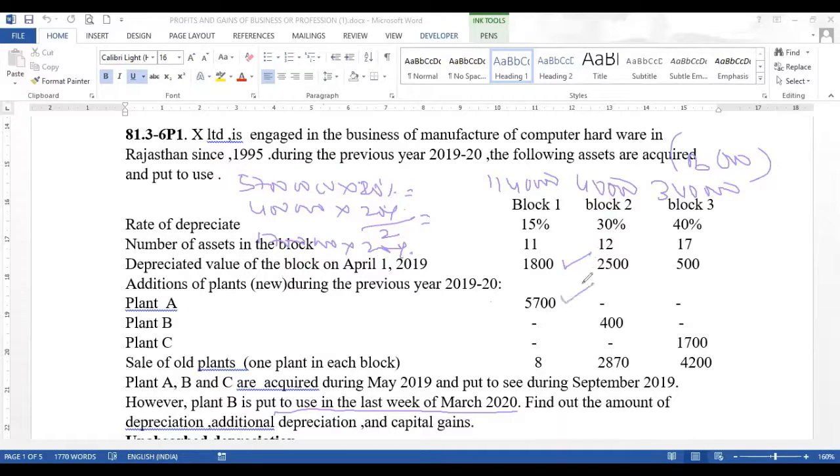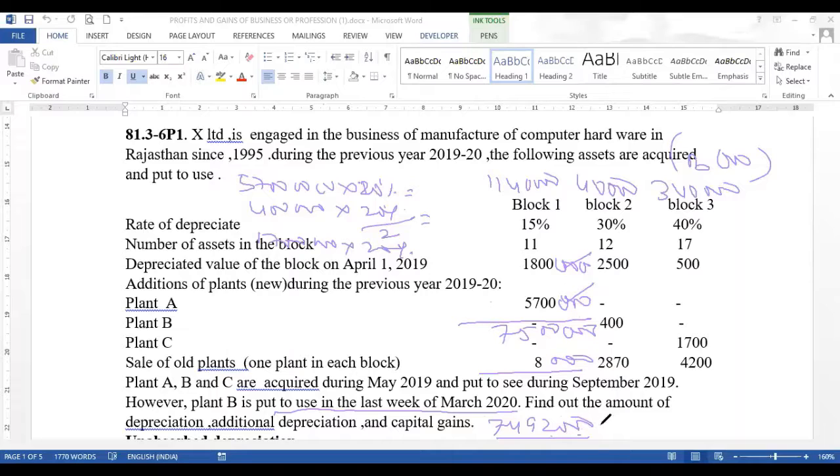The first block, this is the opening WDV, right? Then you add this 5700. Therefore, you get how much? 7,500 in lakhs. You have to do it in lakhs. Now how much has been sold? 8,000, not 8 lakhs. 8,000 has been sold. Therefore, what is the balance? 74 lakh 90,000 is the balance. How did I get it? I'm just adding the zeros. Minus 8,000, 74 lakh 90,000.